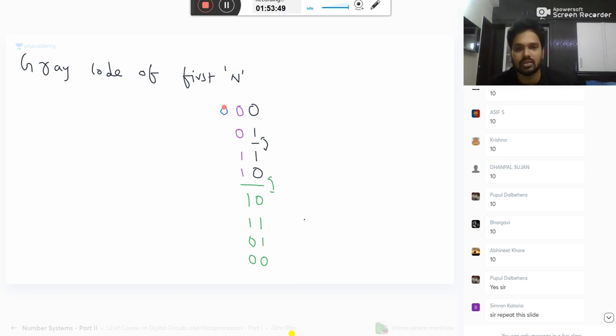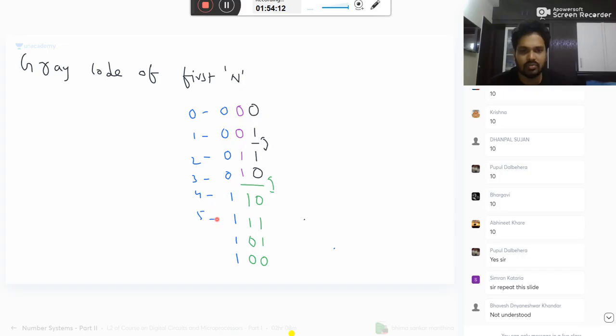Take all zeros here and all ones. This process can be repeated up to whatever the number you want, you can do up to that. Okay. So this will give you gray code of 0, 1, 2, 3, 4, 5, 6, 7.